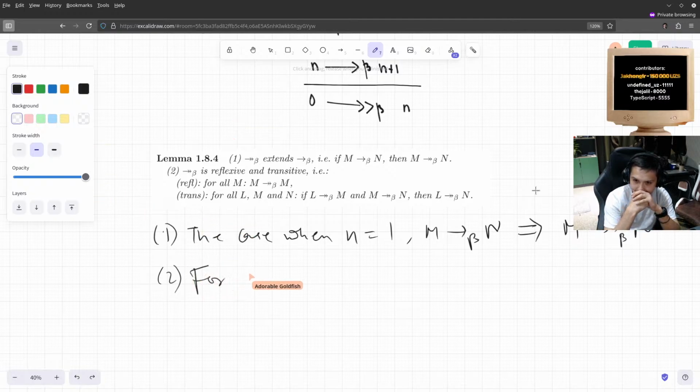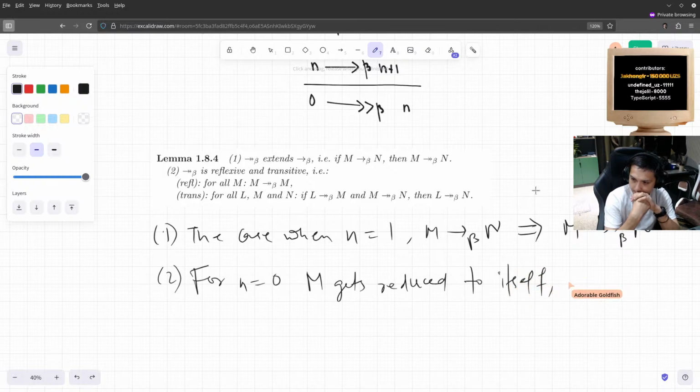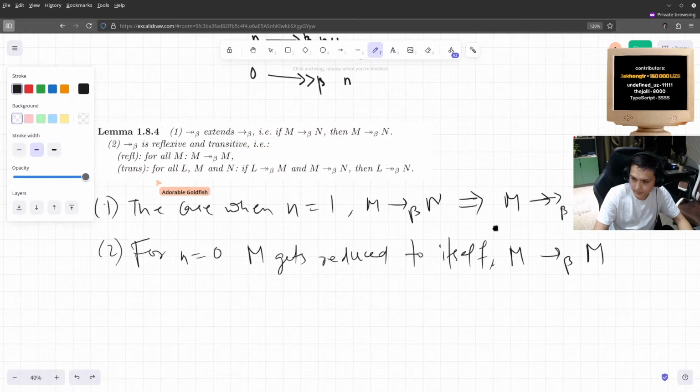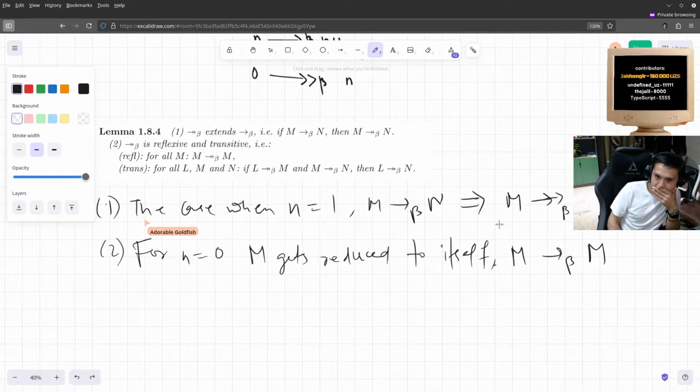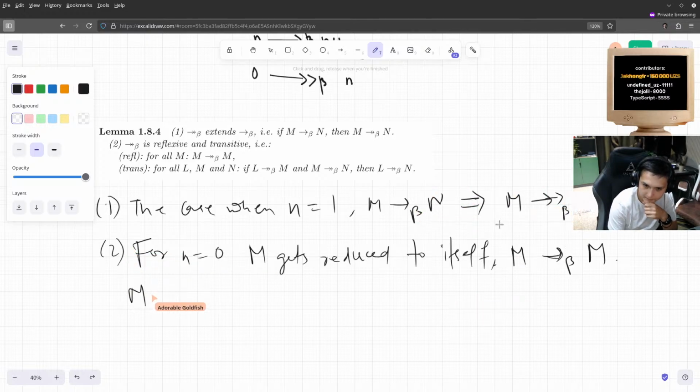So for N equals 0, M gets reduced to itself. What this means is that M beta reduced to M. And then we can use the previous lemma that we just proved for N equals 1, because this relation extends this. We can say that if M can be beta reduced to itself, then M must also have a beta reduction relation to itself. Because this single arrow holds, and we proved that single arrow holds implies double arrow holds, so we can just say that M has the double arrow beta.